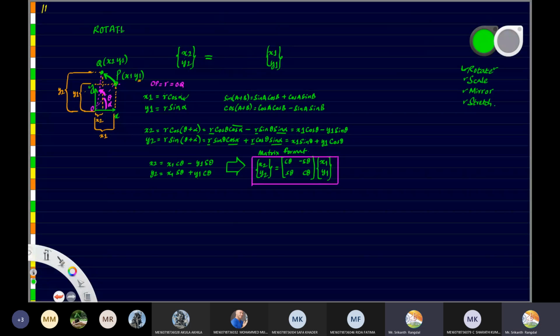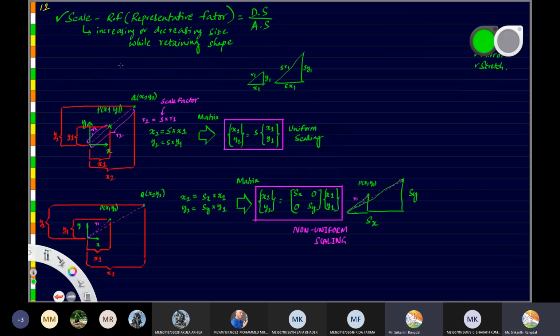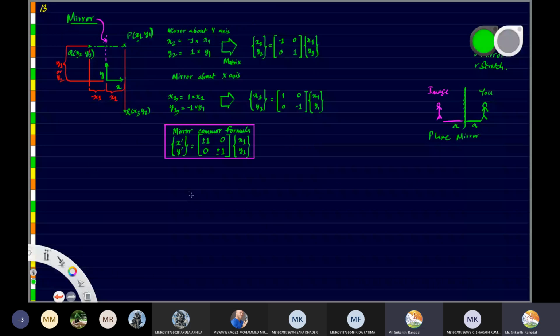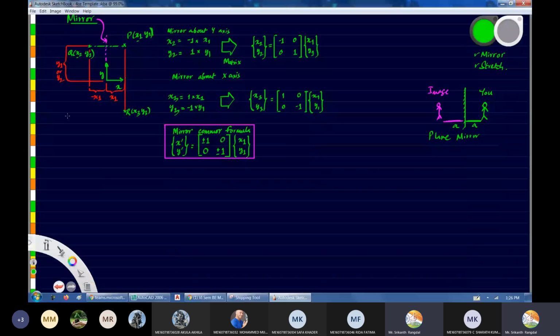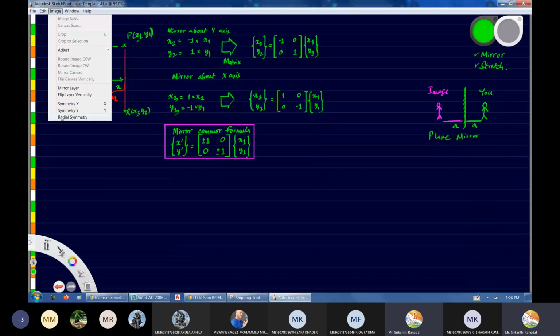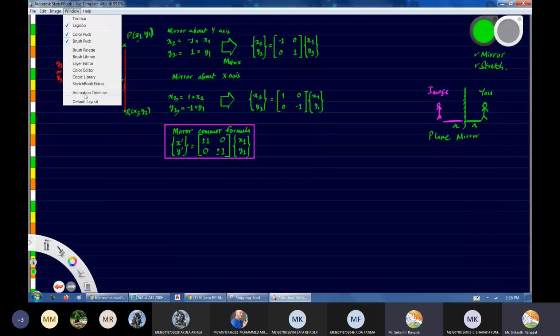Rotate. Fine. Next, you can see here we have found the formula for scale. Then here, this is the formula for mirror. What else is left? Is there anything left?